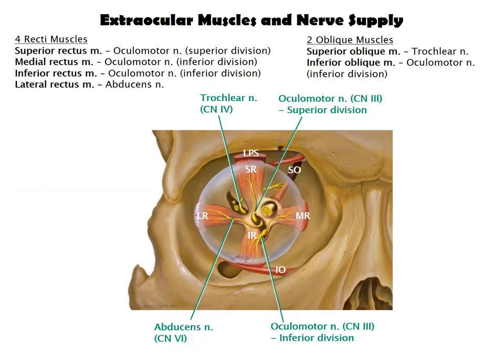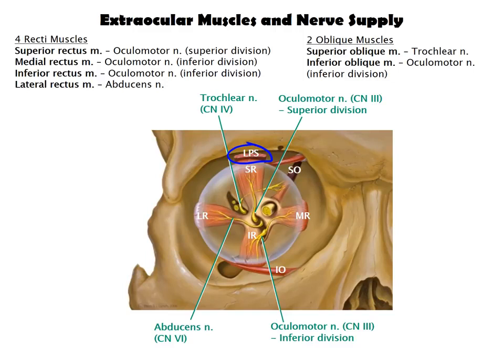In total, there are 6 extraocular eye muscles that work in concert to perform the movements of the eye in the 6 cardinal fields of gaze. Also visible in this image is the levator palpebrae superioris muscle, abbreviated LPS, which is responsible for raising the upper eyelid. This muscle, like several of the extraocular eye muscles, is innervated by the oculomotor nerve, cranial nerve number 3.